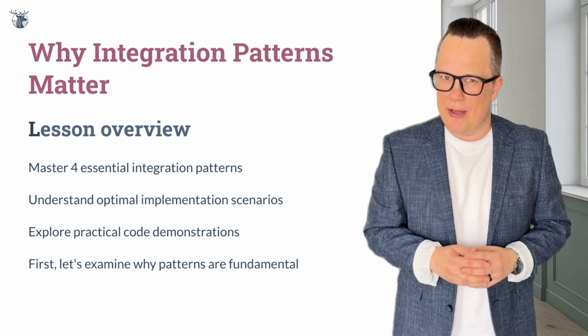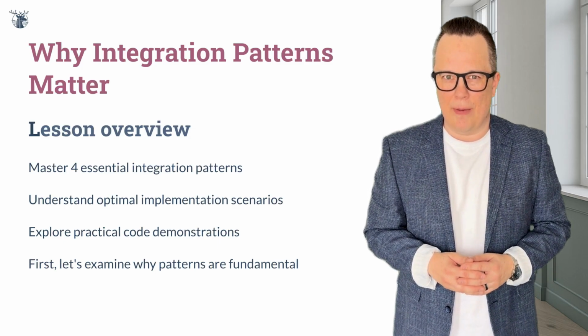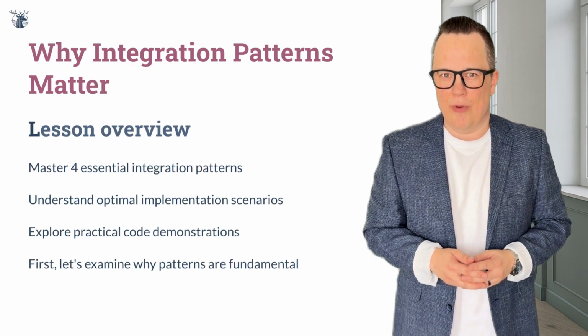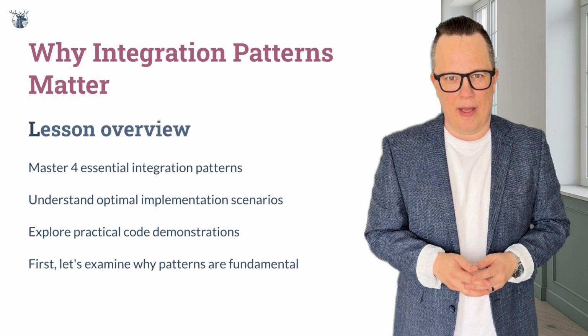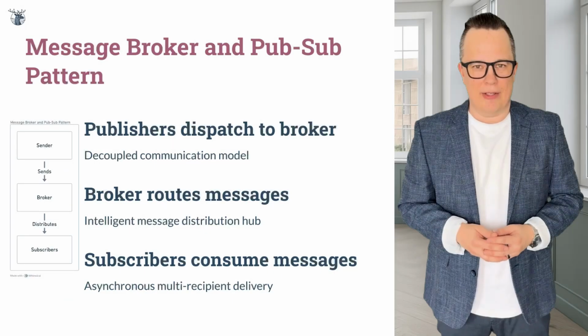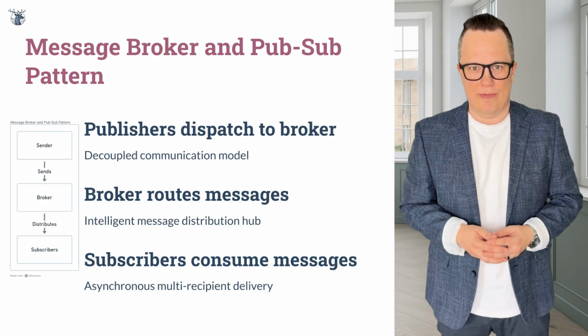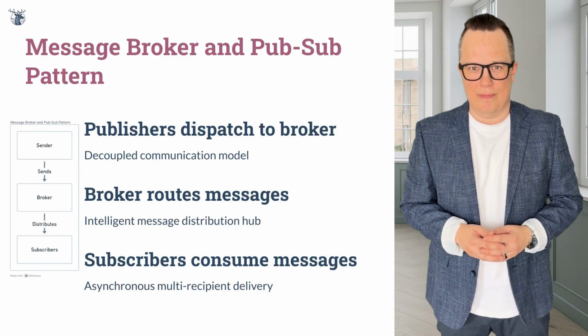By the end of this lesson, you'll be able to describe 4 key patterns: message broker and pub sub, request response, routing and transformation, and aggregation. You'll also see how they compare and when to choose which one. Let's start with one of the most used and most flexible integration patterns: message broker and publish subscribe.